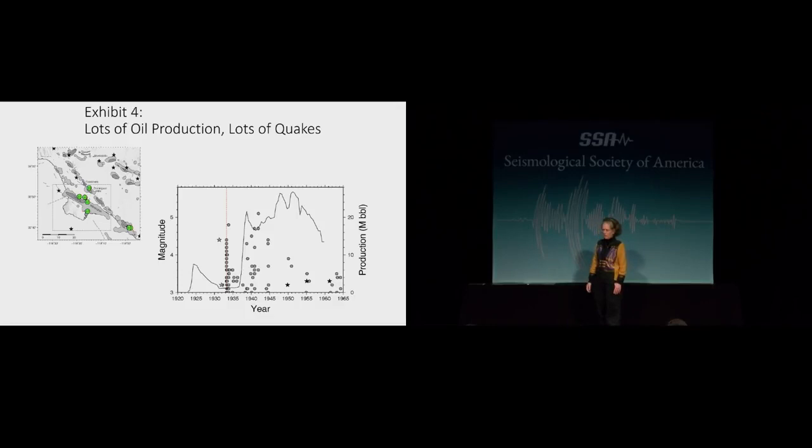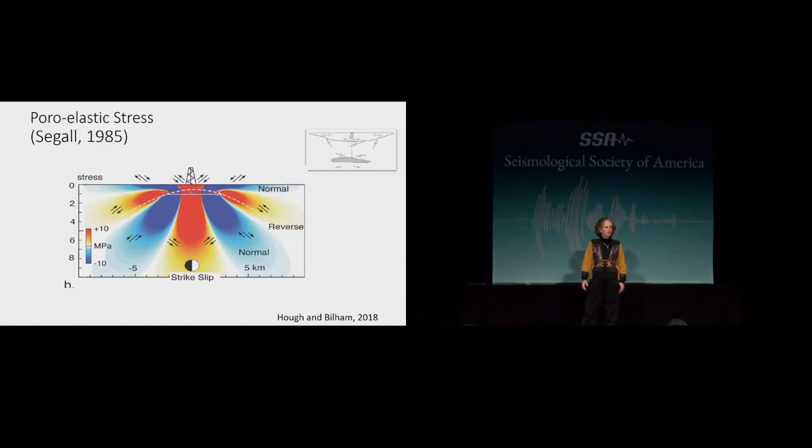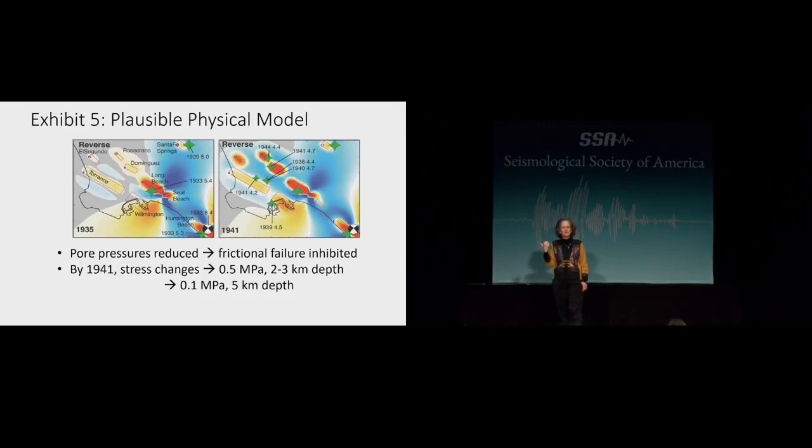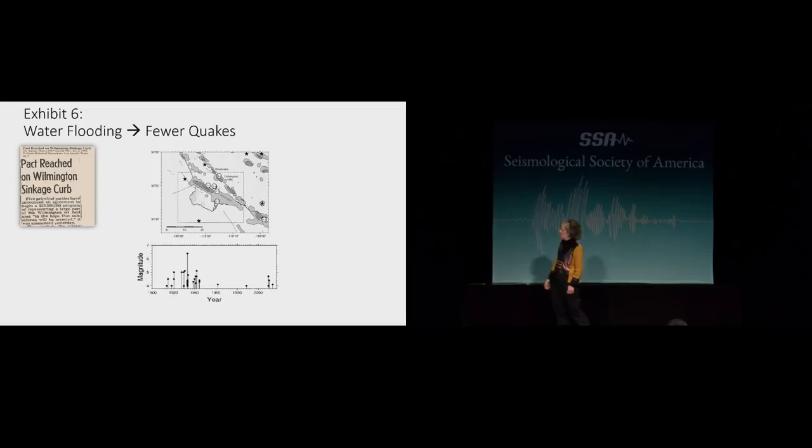So what about physical mechanism? It's been known for decades that primary uncompensated oil production will perturb subsurface stresses. There's a classic sketch by Paul Siegel and then the modern version shown here. And so there's a plausible physical model for these earthquakes in the Southwest LA Basin. You're pulling oil out from depths of 2-3 kilometers, and you start to perturb the stresses significantly at seismogenic depths of 5 to 6 kilometers.